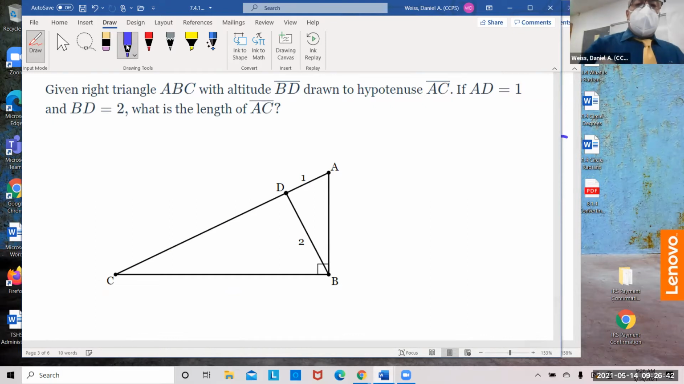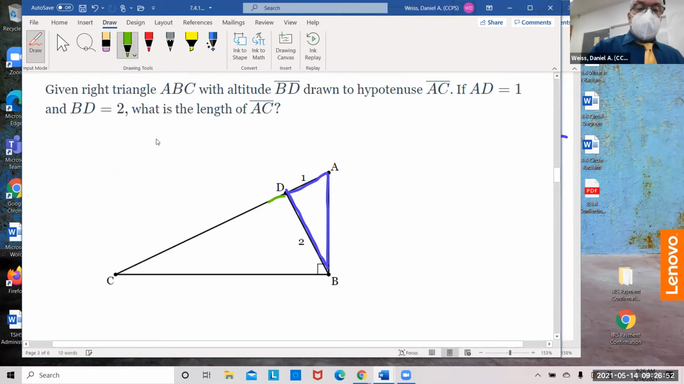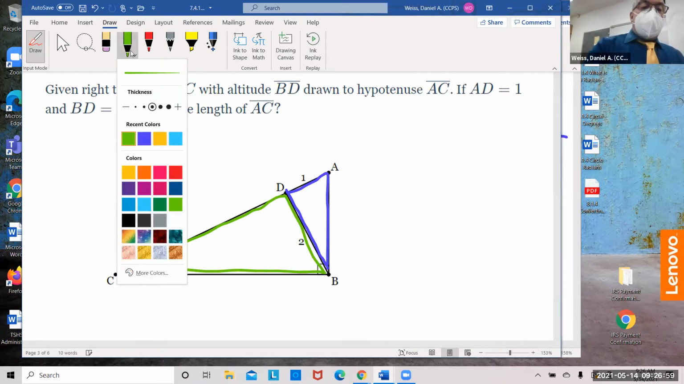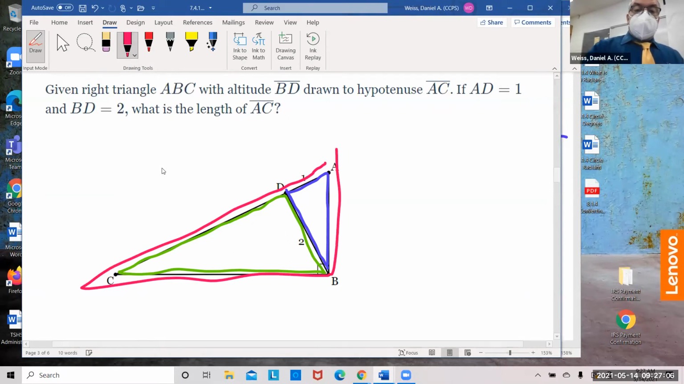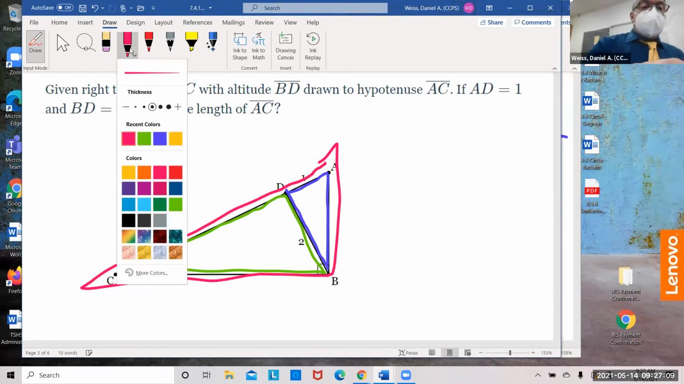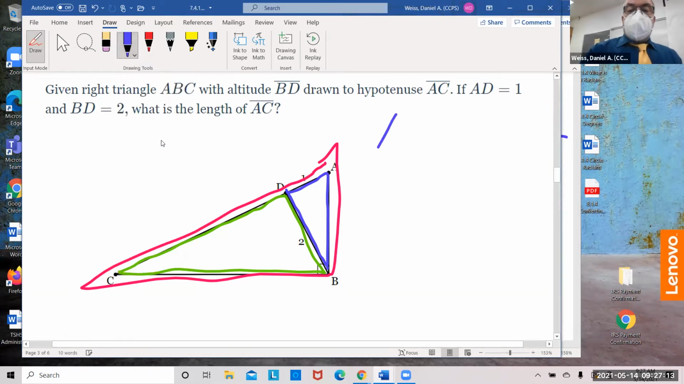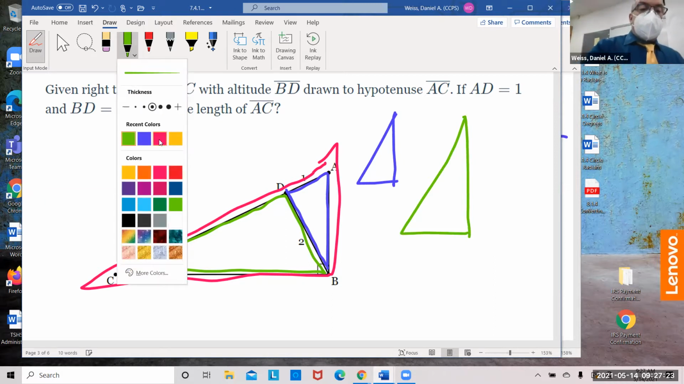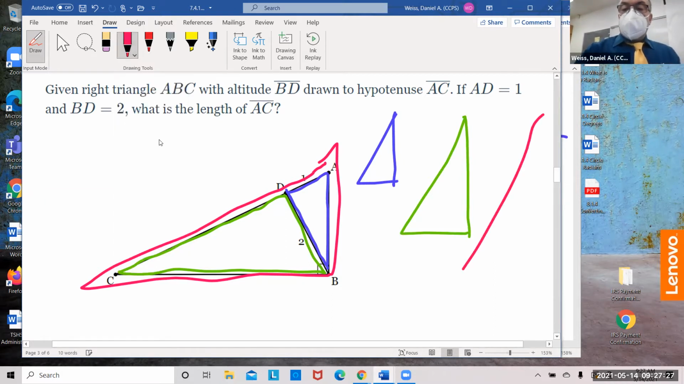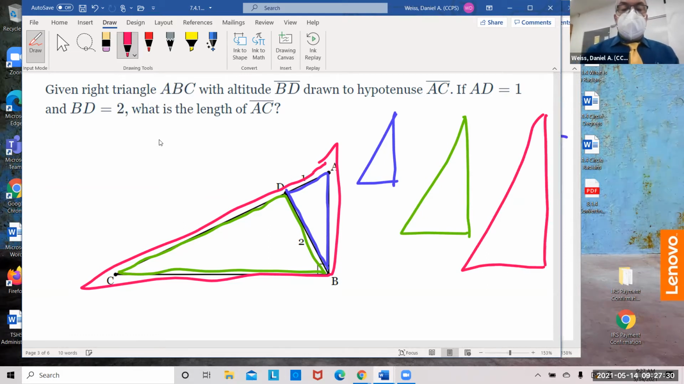All right. Once again, I have here a small triangle, a medium triangle, and a large triangle. Okay. So I'm going to line them up. I'm going to go small, medium, large.